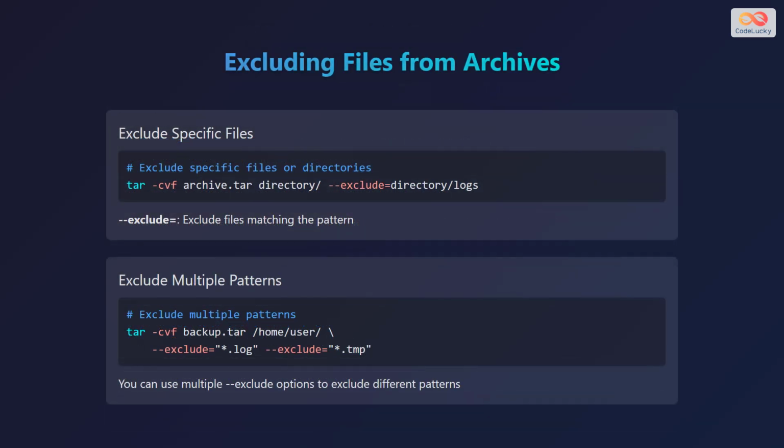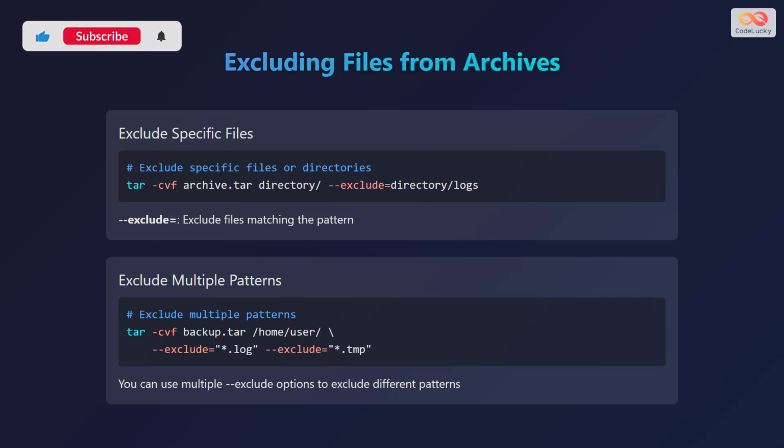To exclude specific files or directories when creating an archive, you can use the exclude option. For example, tar cvf archive.tar directory/ --exclude=directory/logs. This command excludes the logs directory from the archive.